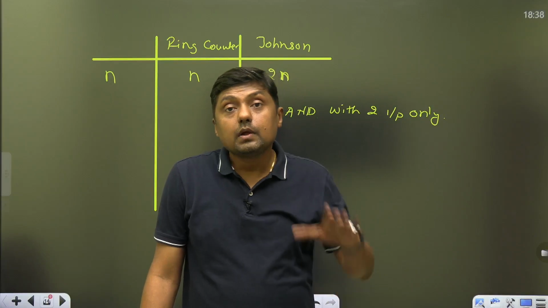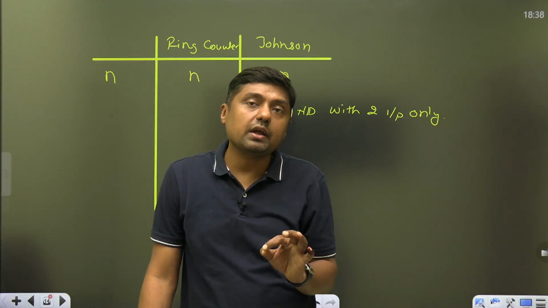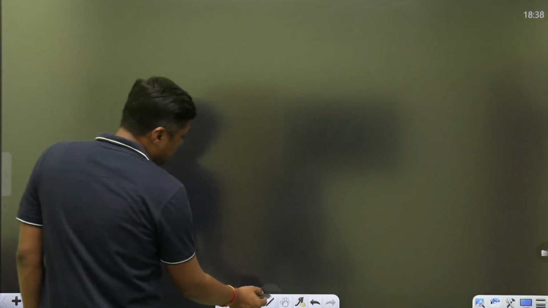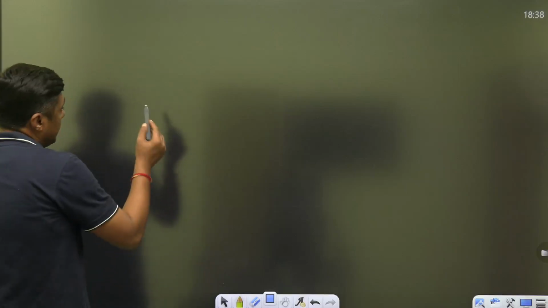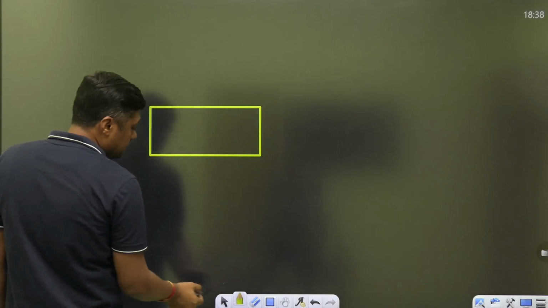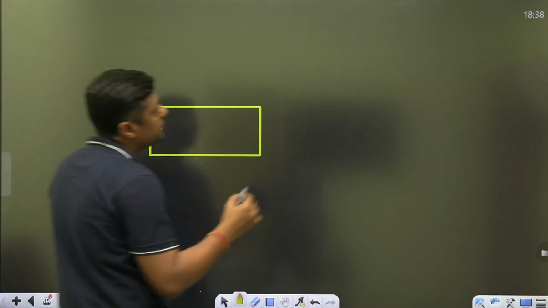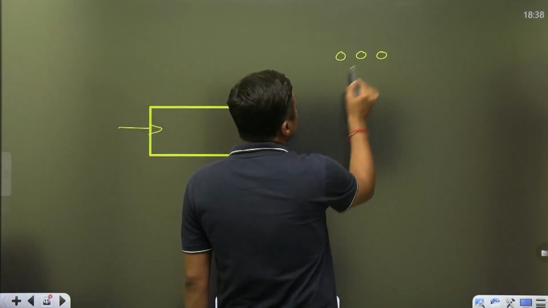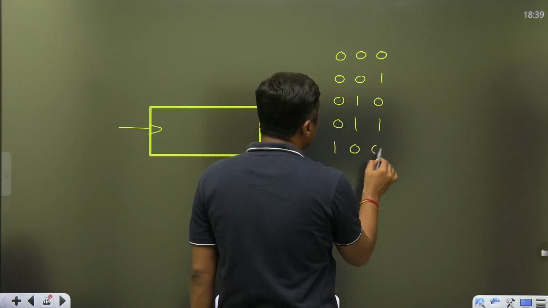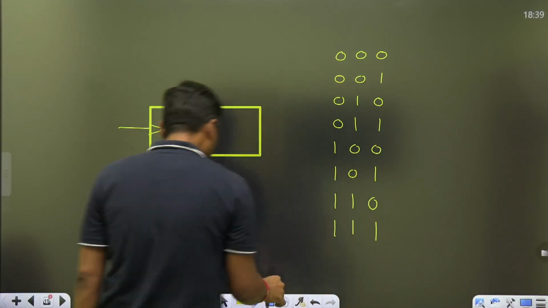Now, how can we generate the timing signal by using a counter and decoder? Yes, it is also possible. So counter and decoder means, if you are using a 3-bit counter here, it will count like this: 000, 001, 010, 011, 100, 101, 110 and 111.